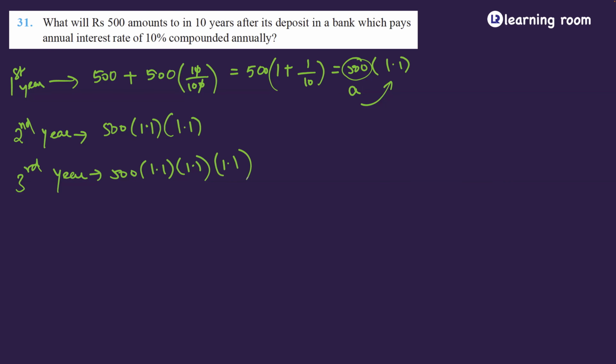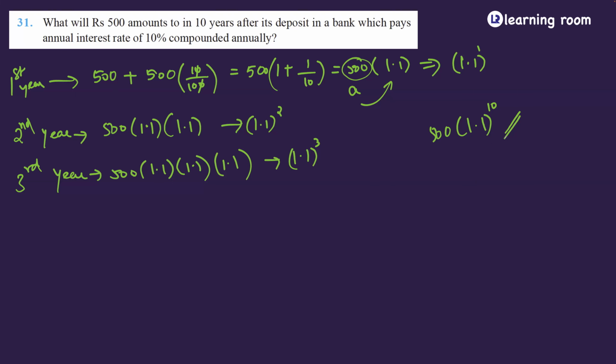So at the end of 10th year, how much are you going to get? At the end of first year, you have 1.1 raised to the power 1. At the end of second year, 1.1 raised to the power 2. At the end of third year, 1.1 raised to the power 3. So at the end of 10th year, you will have 500 into 1.1 raised to the power 10. So how is the answer given at the back? They didn't give the value of 1.1 power 10.